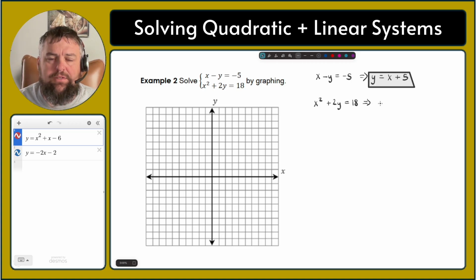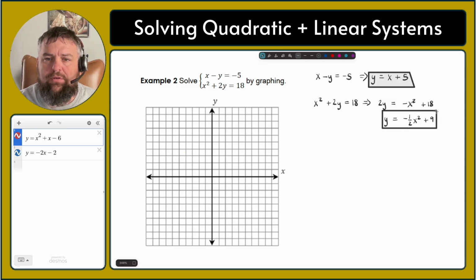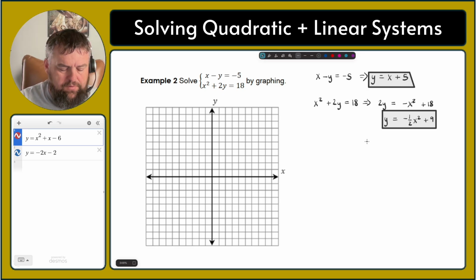Second step, we're going to take x squared plus 2y equals 18. We're going to rewrite this. First is going to be 2y equals negative x squared plus 18, and then we're going to divide it by 2 so that y is equal to negative 1/2 x squared plus 9. So there's our quadratic function, and we have our linear function. So we're going to graph these in Desmos.